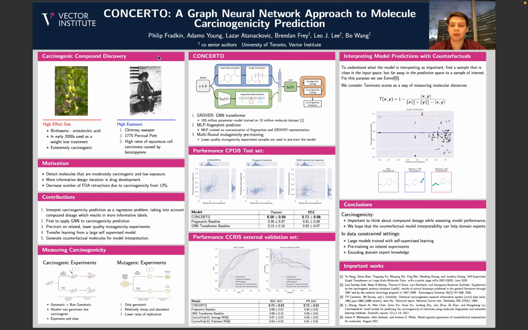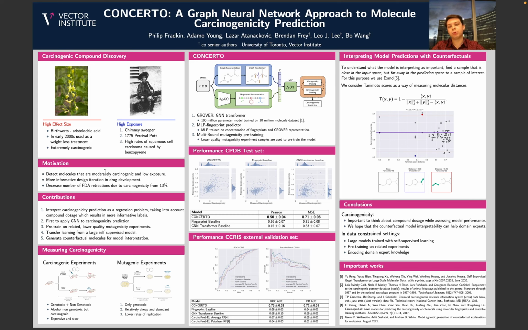Lee, and Bo Wang. So we can think about carcinogenic compound discovery in two main modes, the high effect size mode and the high exposure mode. On the left you see a picture of a plant that contains aristolochic acid that proved to be one of the most carcinogenic compounds tested. And on the right you see a picture of an English chimney sweeper that in 1775 Percival Pott identified to have high rates of squamous cell carcinoma as a result of their exposure to soot and ash.